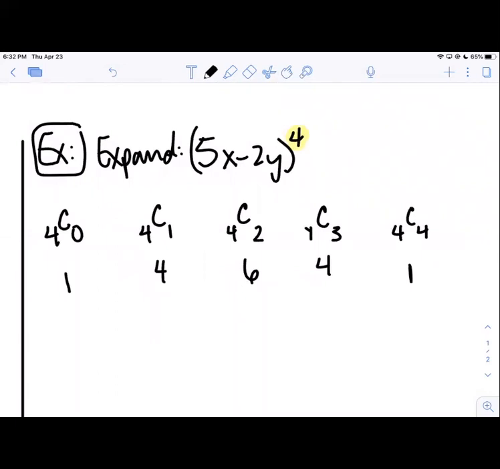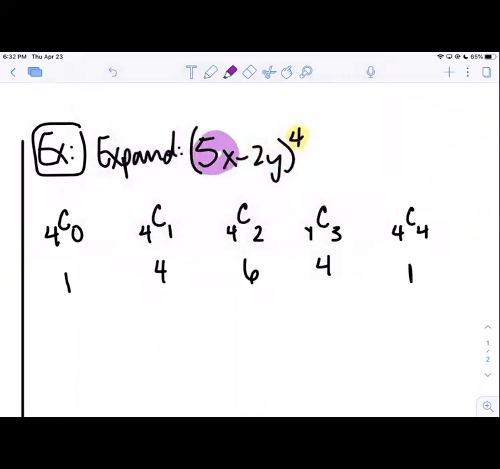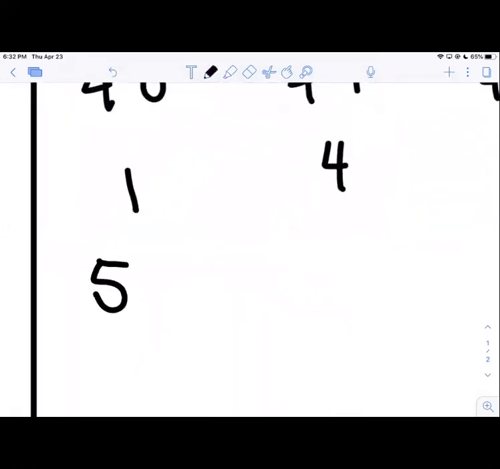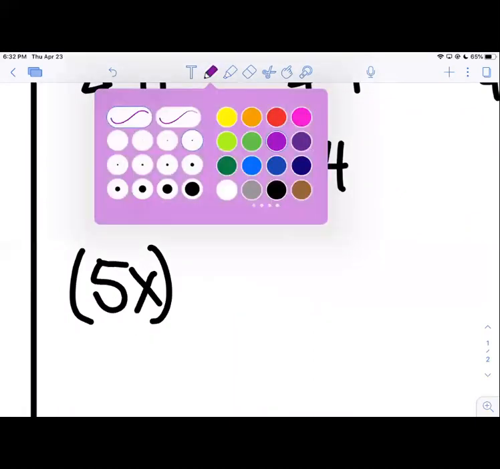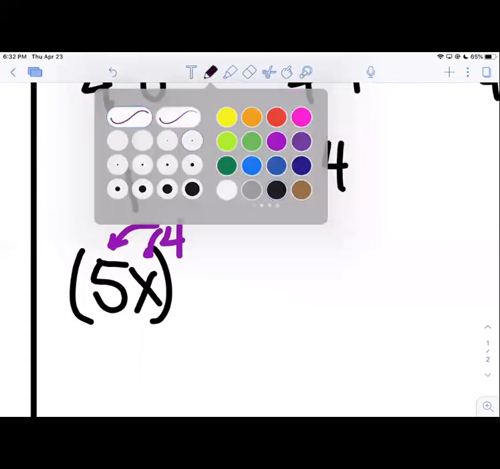Now I have to do all my terms. So we're going to do the first term, and we're going to go in descending order. So we start with 4th, we bring it all the way down to the 0. And this is why I put parentheses around it, because I'm doing 5x all raised to the 4th, not just x to the 4th. I'm also going to have to raise 5 to the 4th in a little bit too, not just x. So that's why it's all in parentheses. Okay, I'm going to keep going.